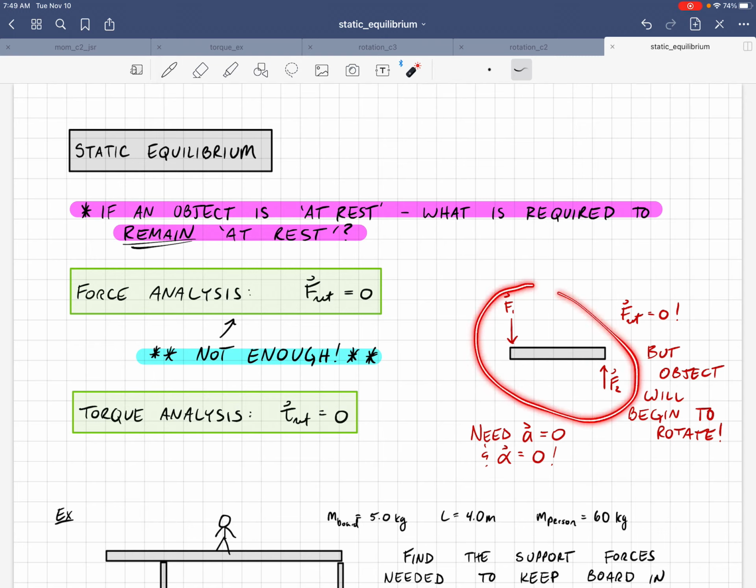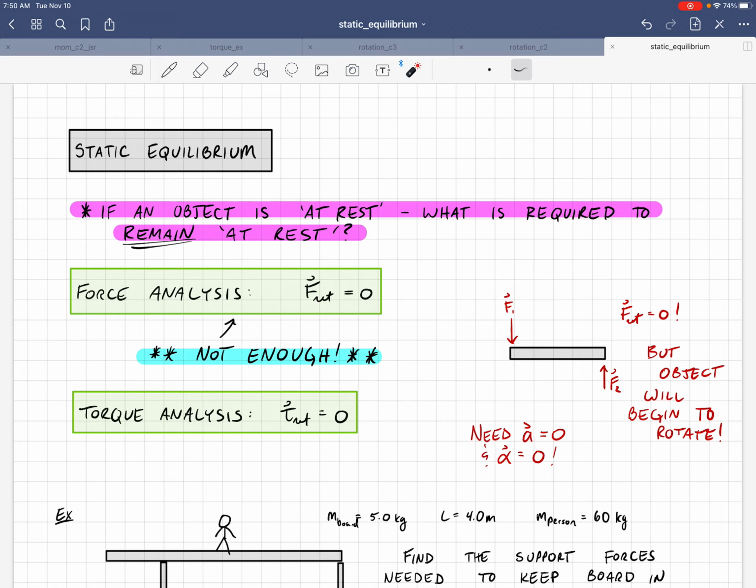If you look over here at my example, I've got this rod and I've got two forces, one over here on the left, one over here on the right. The two forces are the same magnitude but opposite direction, and so the net force on this object is zero. But this object will not remain at rest. It's actually going to begin accelerating rotationally, right? It's going to spin up, so it's going to start rotating. So that means even though the translational acceleration was zero, the angular acceleration is not zero.